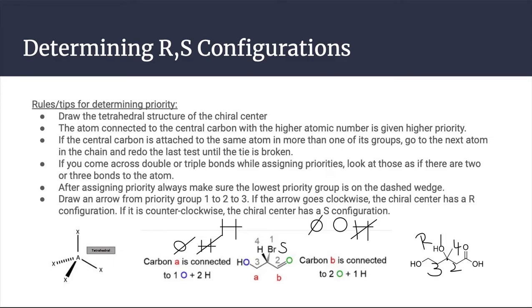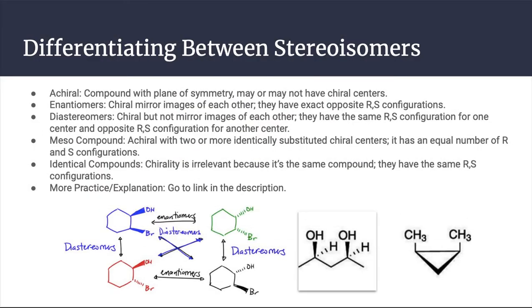Okay, so now that we got that down, I know that was long, that took a while. Now we're going to go to that further testing that I talked about earlier. And while we do that, I'm also going to tell you how to differentiate between different types of stereoisomers, which is how to label a compound as achiral, or label them as enantiomers, diastereomers, a meso compound, or identical compounds.